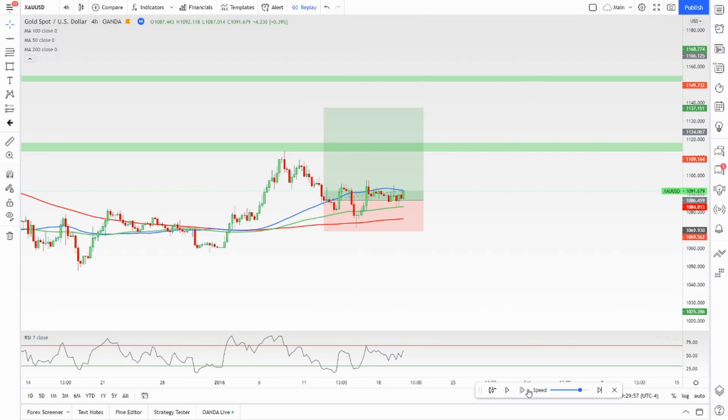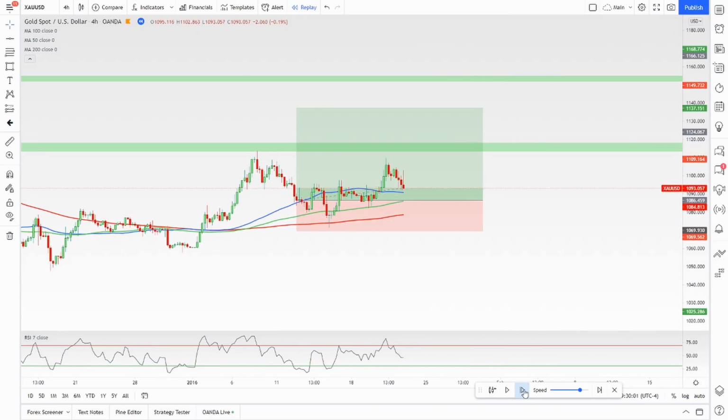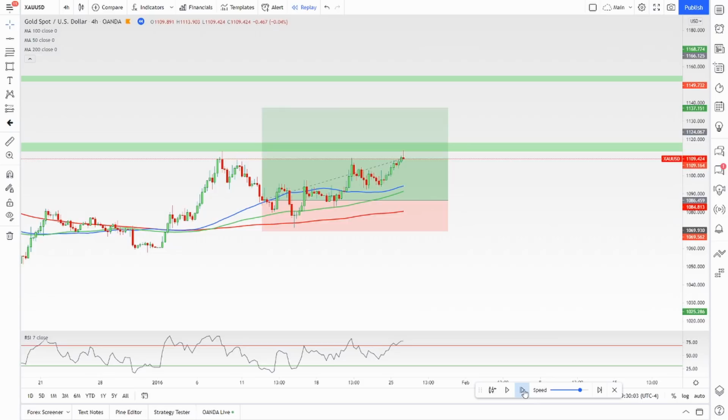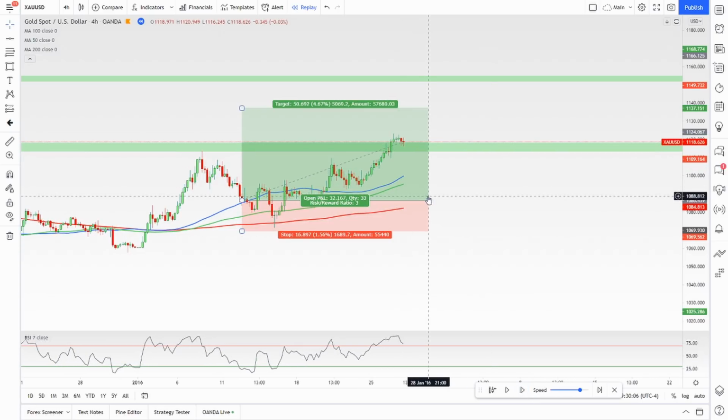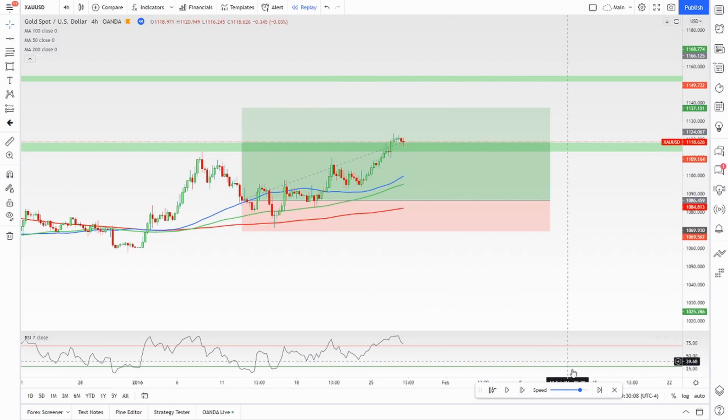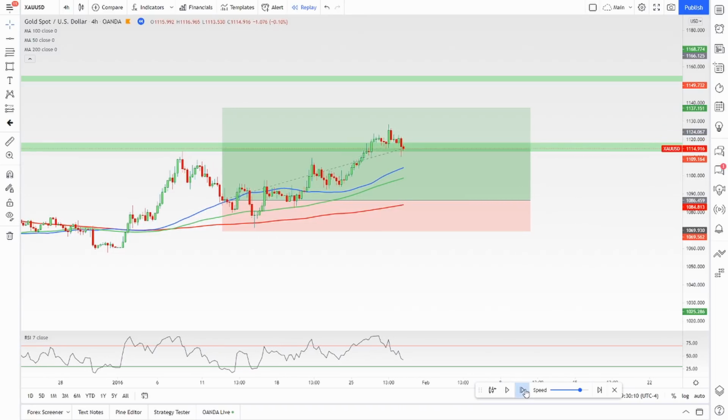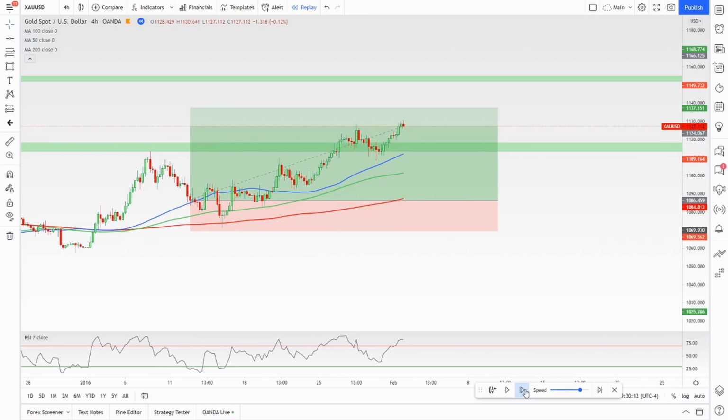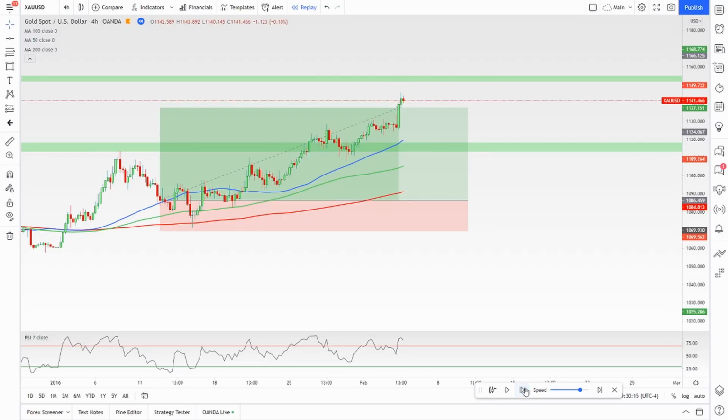It was pretty close to stopping us out. We are very slightly in profit. Let's see if we can get anything on this trade. Okay, looking good. And holding. Looks good. Let's see if we can get a full hit on the take profit. Close. And there it is.